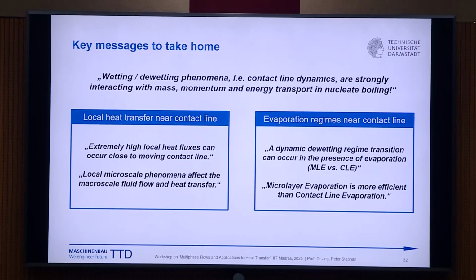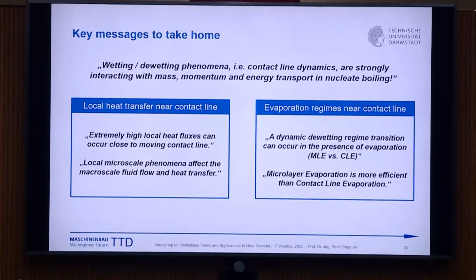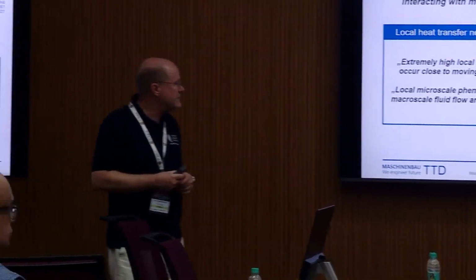Concerning the local heat flux near the contact line, we found that there's an extremely high local heat flux close to this moving contact line. So we should try to optimize specifically this situation. Local microscale phenomena affect even the macroscale fluid flow and heat transfer. Even though this contact line movement and local heat transfer is at a very small scale, even smaller than the thickness of the thermal boundary layer, nevertheless it has a rather large influence on the overall evaporation rate.